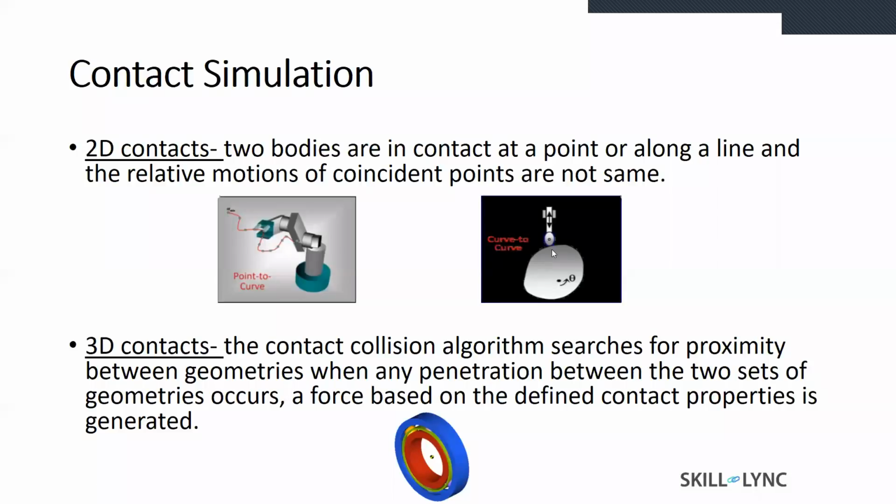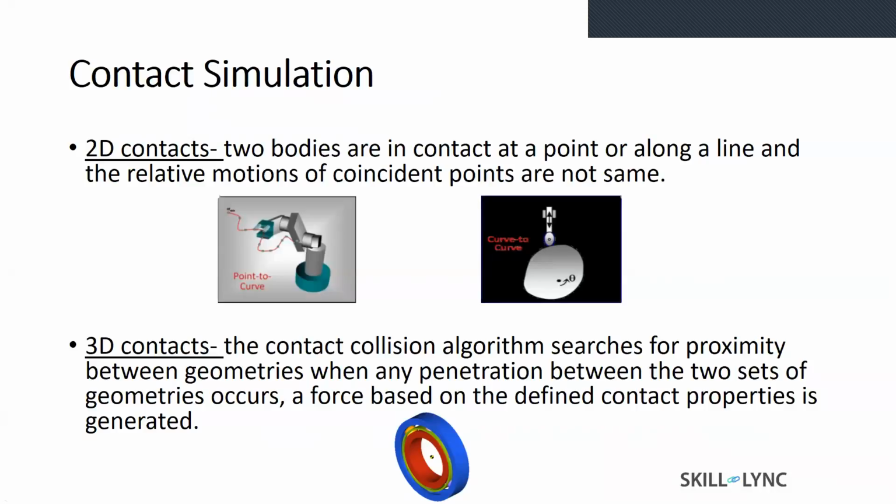So we can model this cam follower mechanism using the 2D contact, and the curve profile of this cam interacts with the curve profile of this roller. So this is the cam and this is the roller. The curve profile that we generate for this cam will interact with the curve profile that we generate for this roller. So this is an example of a 2D contact. And another example is the robotic arm, which will follow the point to curve mechanism to pick up an object at different locations.